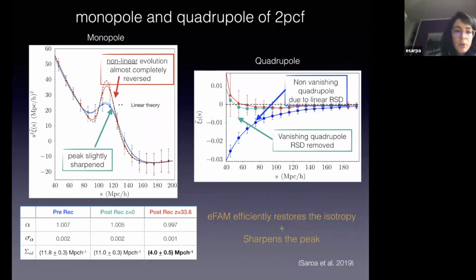One of the reasons why we were not able to actually reach the linear theory prediction is also because we had an extra source of error in the redshift position that we use for our pre-reconstructed catalog. This is because we didn't have the velocity of galaxies to construct the exact redshift space, but we had to use the velocity we reconstructed in the previous application, so the reconstruction in real space. However, we can state that eFAM efficiently restored the isotropy and sharpened the peak. And this is also confirmed by the results on both the alpha parameter and the sigma nonlinear parameter.